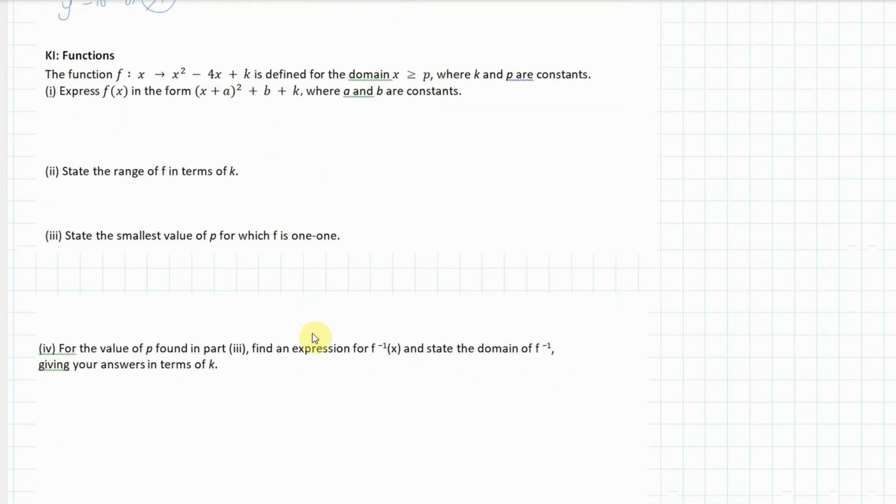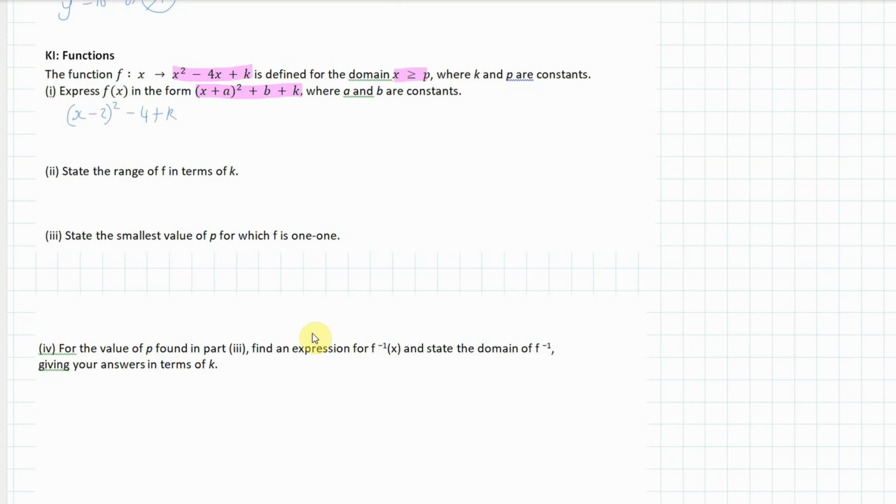We've got a function here, and it's defined with the domain as x is greater than or equal to p, where k and p are constants, and we've got to express it in this completed square form. Okay, cool. So I'm going to complete the square by going x minus 2, take the square of that, take away 4, and then I've got plus k. So there we go, that one's done.